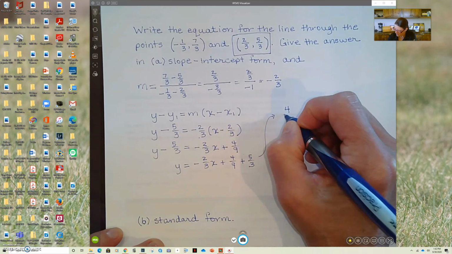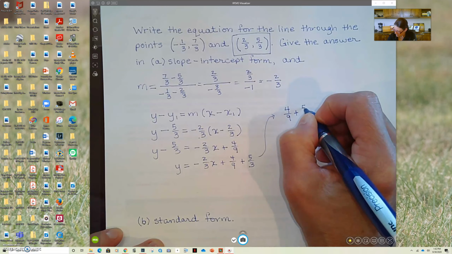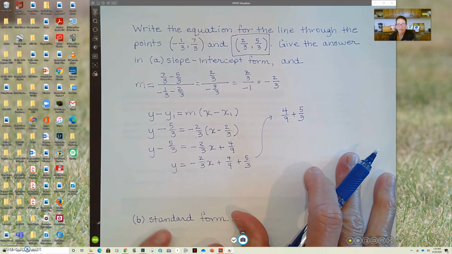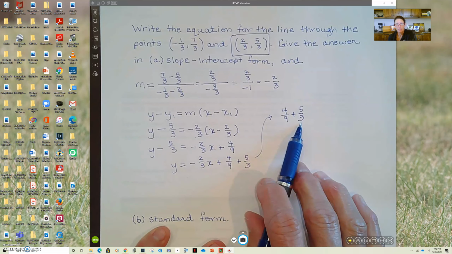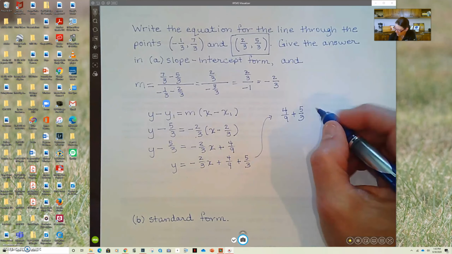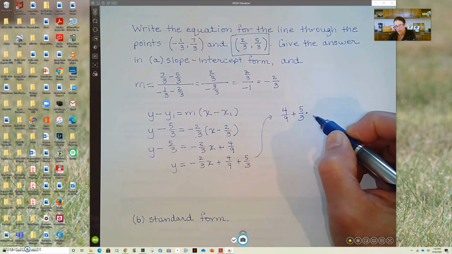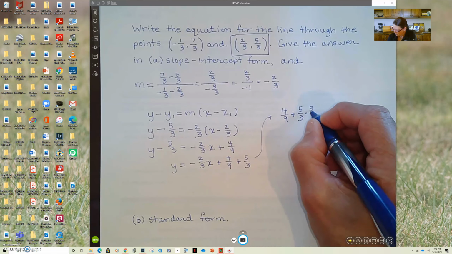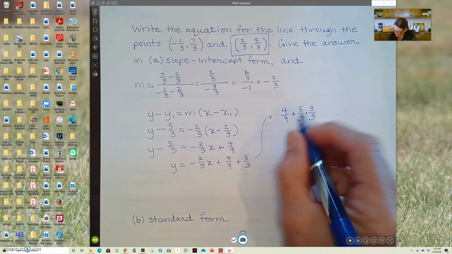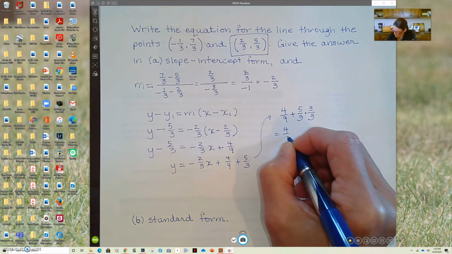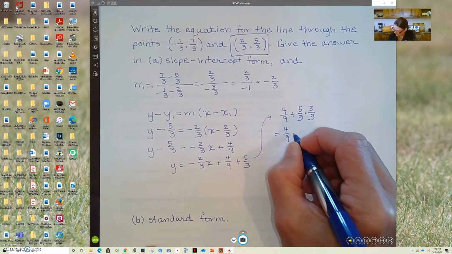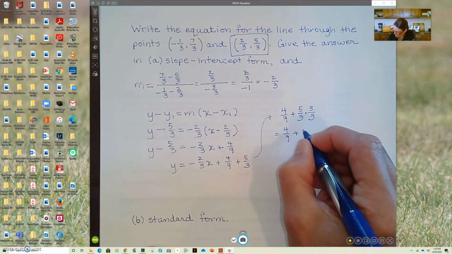4/9 plus 5/3. So in order to do that, we need a common denominator. I'm going to choose the common denominator of 9 because it's the lowest or least common denominator. So let's write 5/3 with a denominator of 9 by multiplying it by 1 in the form of 3/3. That's not going to change the value of that 5/3. It's only going to change the way it looks.